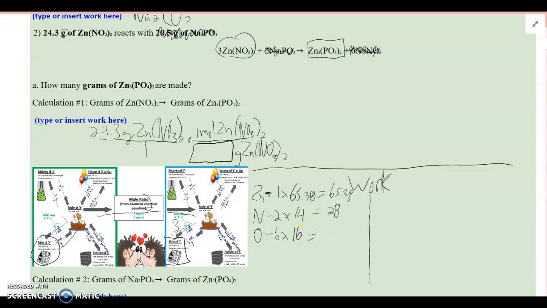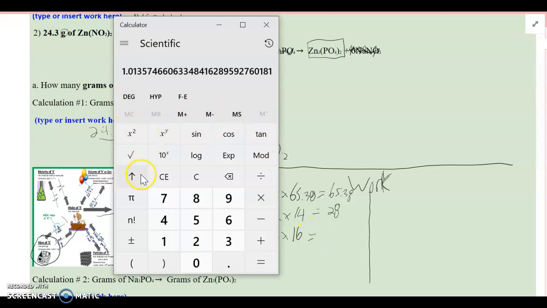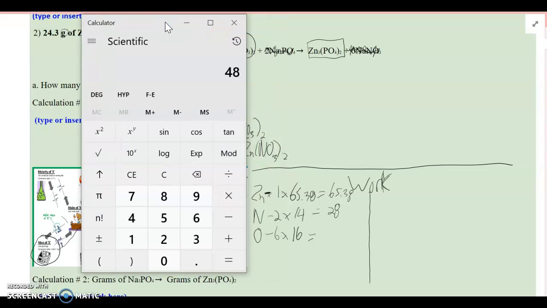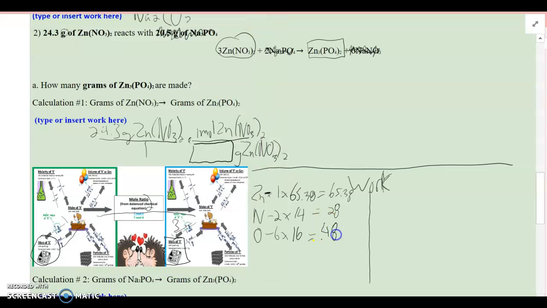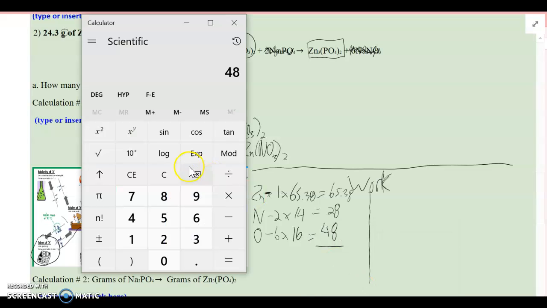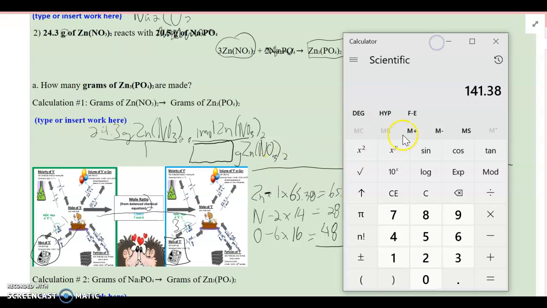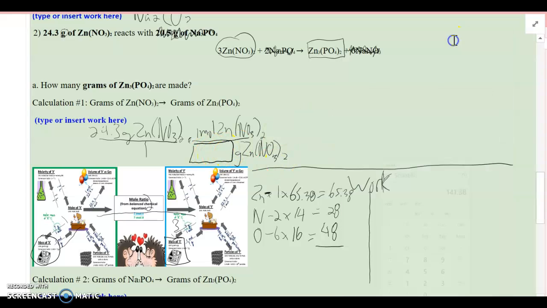And I can't do that one in my head, so I am going to pull my calculator. All right, 16 times 6, 96. Now I have to add all these together, and this is going to tell me how many grams are in 1 mole. So let's go ahead and get started. 96 plus 28 plus 65.38 equals 189.38. Cool, so I'm going to write that number right in here, 189.38.